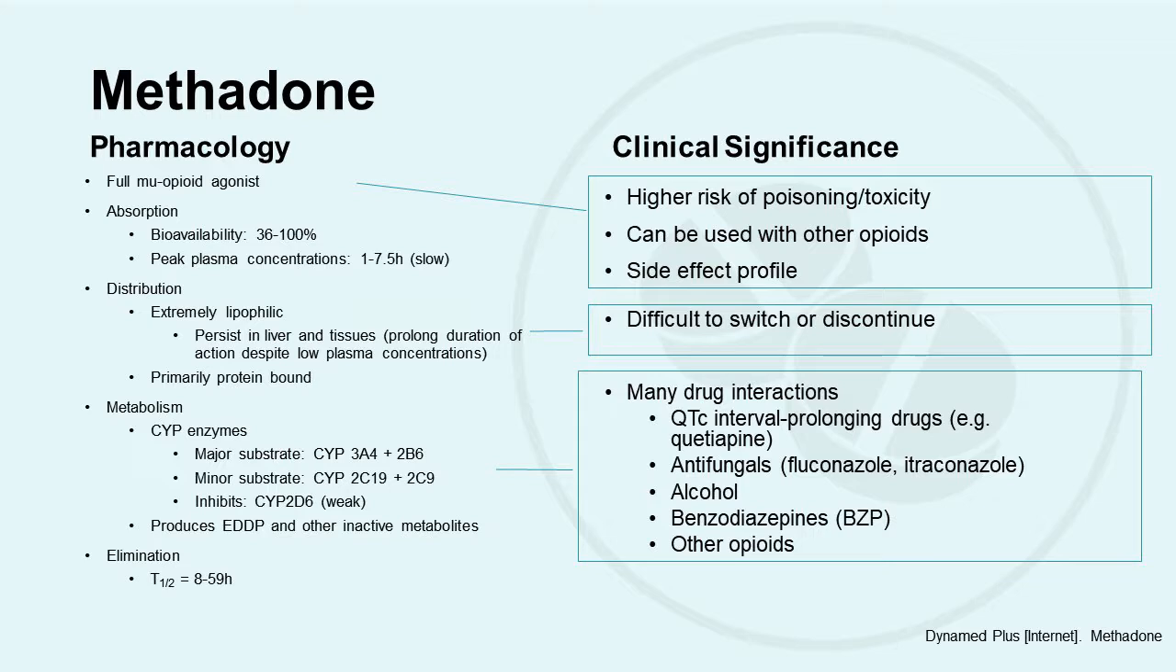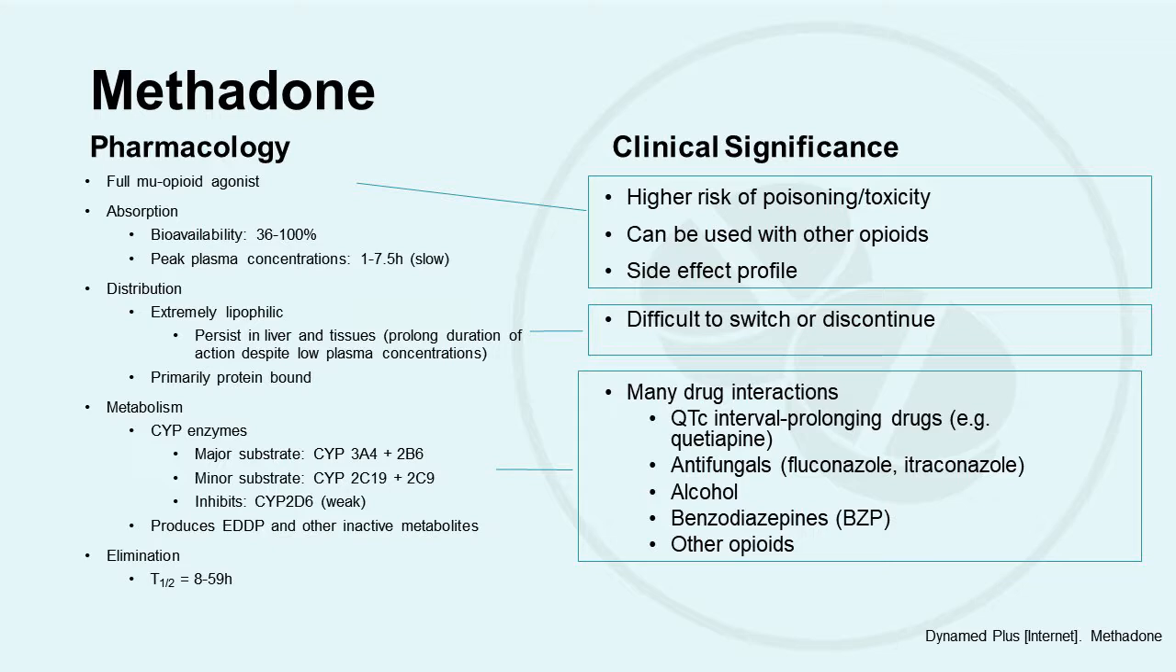What is the clinical significance of its pharmacology? Well, because it is a full opioid agonist, this means it has a high risk of poisoning and or toxicity, it can be used with other opioids and may have a higher side effect profile. Due to its lipophilicity, it can be difficult to switch or discontinue. Methadone serum levels are not always indicative of methadone stores in fatty tissue. A patient may experience poisoning or toxicity due to unpredictable release from fatty tissue.